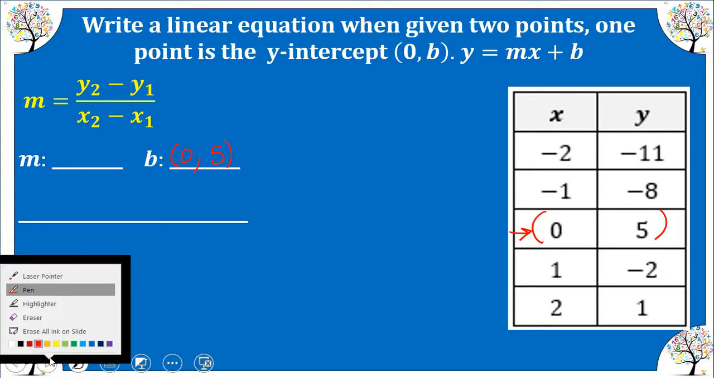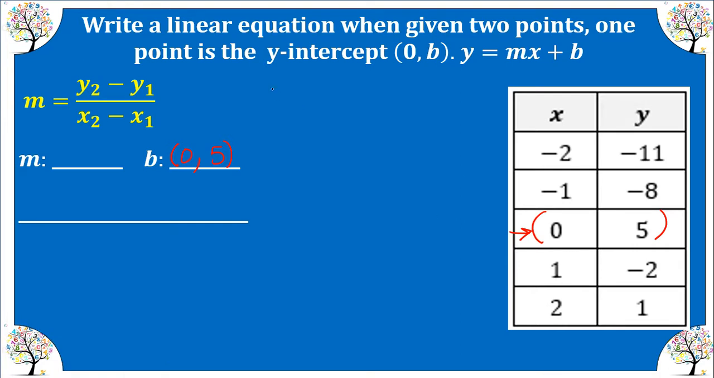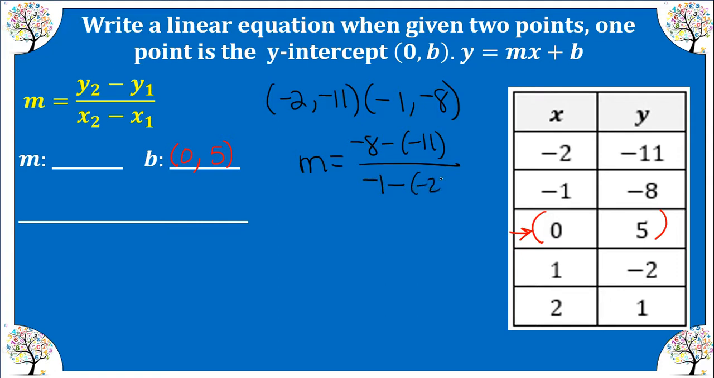The next thing that we need is we need to find the slope. So I'm going to use any 2 points from my graph, or I should say from my table, and I am going to use the formula for slope to find the slope. So we have the change of the y's over the change of the x's. This gives me a rise of, that should be 3, over 1. So my slope is 3. We put this all together and we have y equals 3x plus 5.